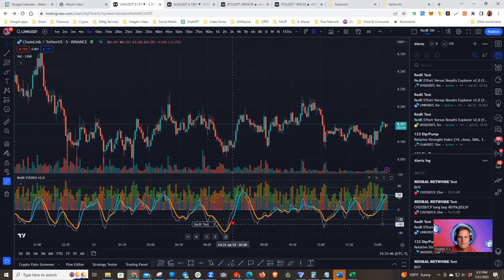So again, dip below negative 50 and come back up. On the short side, we want it to pump above 50 and then drop. You can see my rectangle here, and then this alert will go off when it drops below 50 or pumps above negative 50, which is similar to the 30 and 70 values on the RSI.